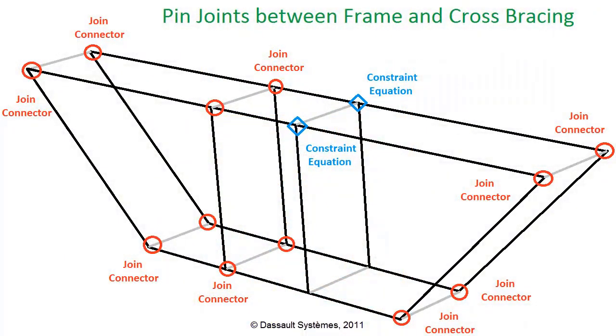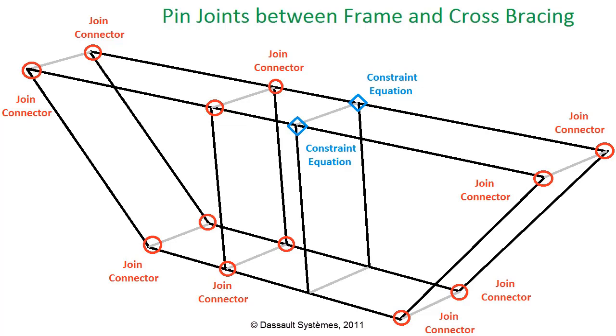The joints between the members of each frame are weld joints. We won't be specifically creating these because Abaqus assumes the joints between beam elements are weld joints. We will, however, need to define the joints between the frames and the cross-bracing. We will make these pin joints. We will use connectors to define most of them, and equation constraints for the rest, so you'll see how to accomplish the same task using both connectors and equation constraints.